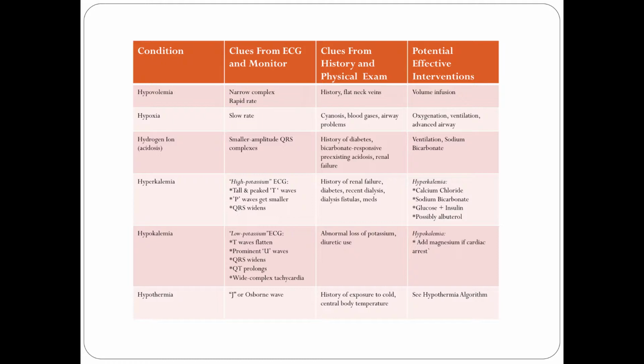Hypoxia, it may have a slower rate. We start to become more bradycardic, because of the lack of oxygen, of course. Look at physical exam and history; we see cyanosis. If we have access to blood gases, they are all off. Our end tidal will show a high end tidal because they're retaining. We're seeing low sats, and we're retaining carbon dioxide, so levels are going to go up.